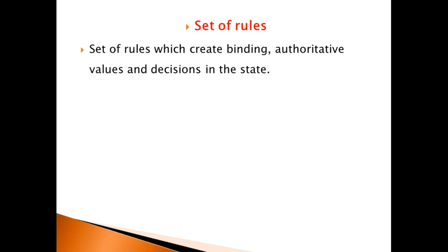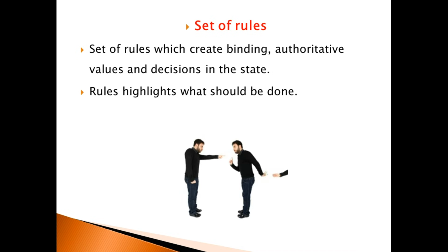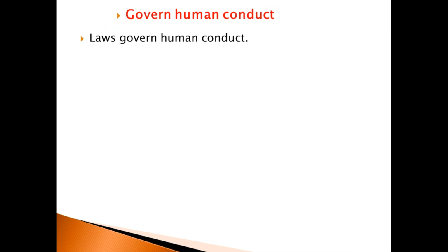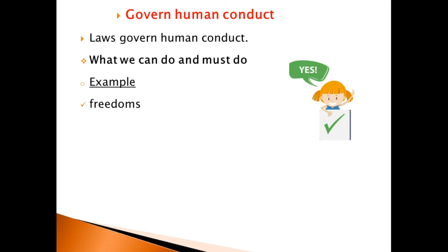Firstly, laws are a set of rules which create binding and authoritative values and decisions in the state. Rules highlight what should be done and what should not be done. Secondly, laws govern human conduct. What we can do and what we must not do is set out in our laws. The law states clearly what we can do as citizens. For instance, in general, the freedoms, like the freedom of association and religious belief, or the freedom of peaceful demonstration.